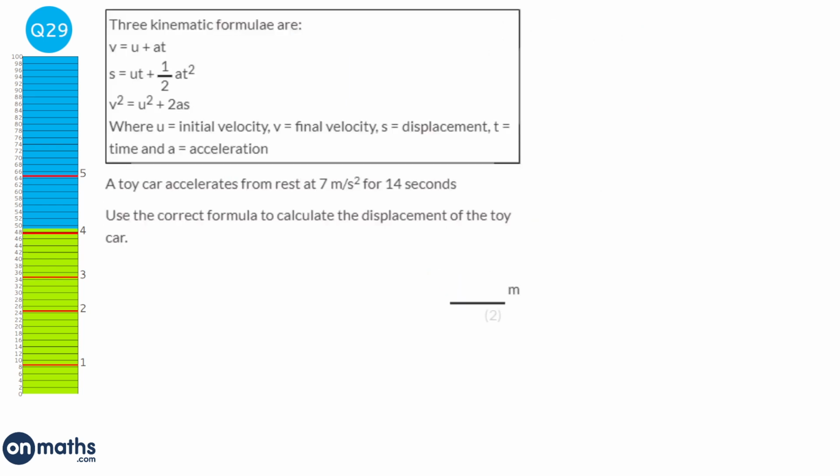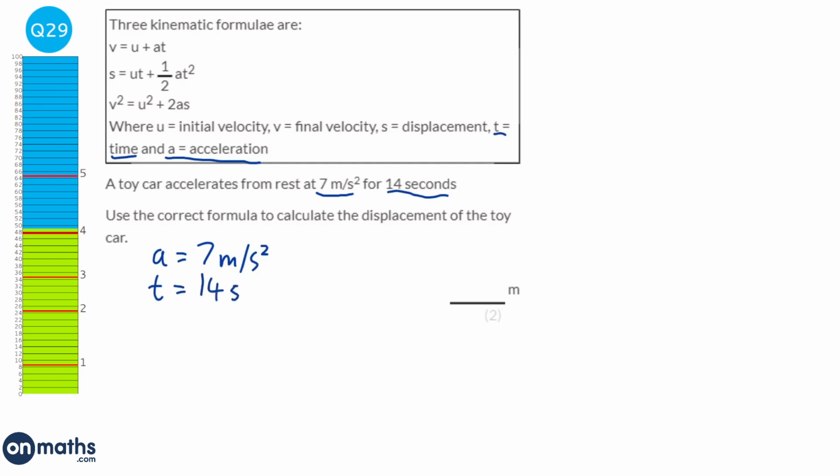First thing to do with this question is realise what information we have from the question. So it says that the toy car accelerates at that amount. So acceleration is an a. So its a is going to be 7 meters per second squared. And it says for 14 seconds, so that's a time. So the time is 14 seconds.